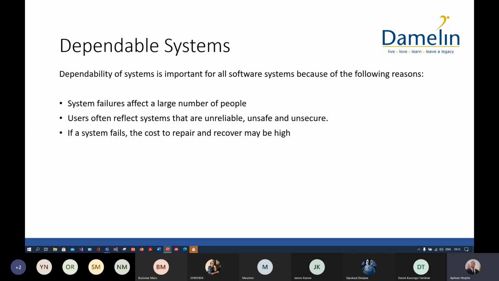These are some of the things that cause end users not to trust systems or not want to use systems. If a system fails, the cost to repair and recover may be high. Okay, so prevention is better than cure. If you built it right the first time, then you won't have to incur the costs later on of having to do damage control and repair and so forth.